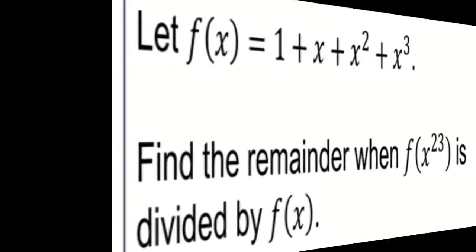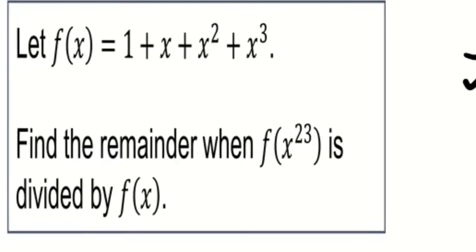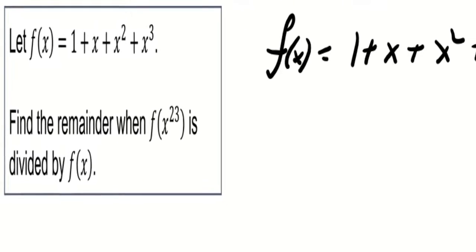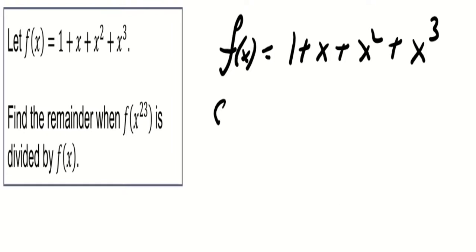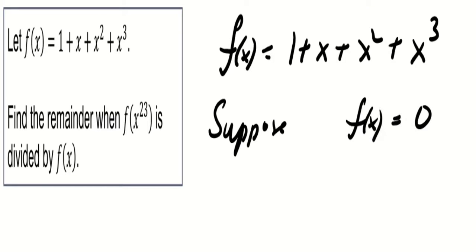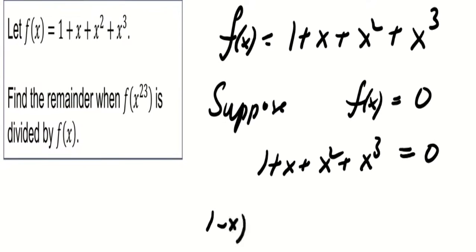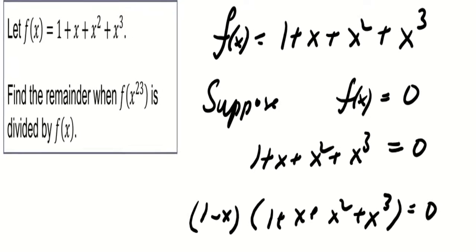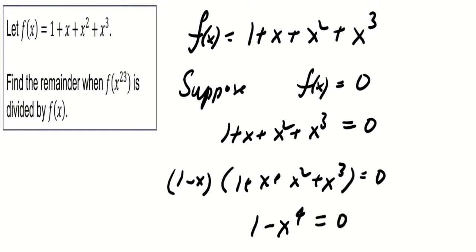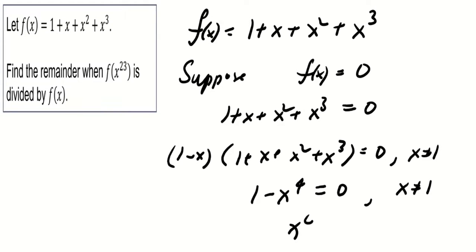Now, there are various ways to get the answer. So, given f(x) to be 1 plus x squared plus x power 3. Suppose f(x) equals 0, then we know that 1 plus x power 3 equals 0. If we multiply both sides by 1 minus x, then we obtain 1 minus x power 4 equals 0, where x not equals to 1. So x to the power 4 equals 1 and x not equals to 1.